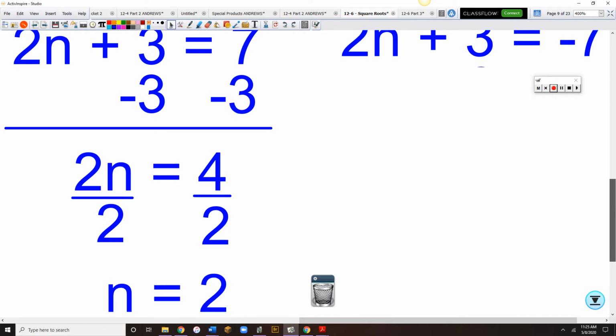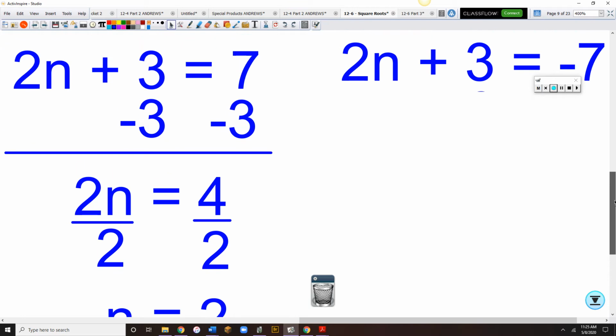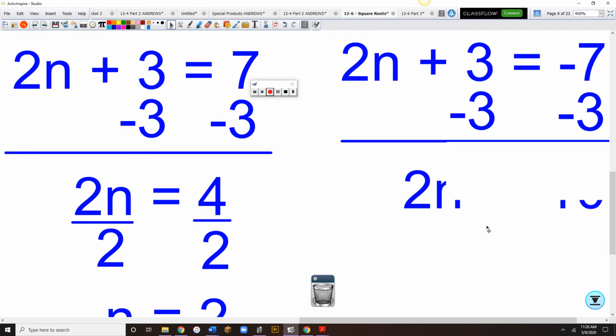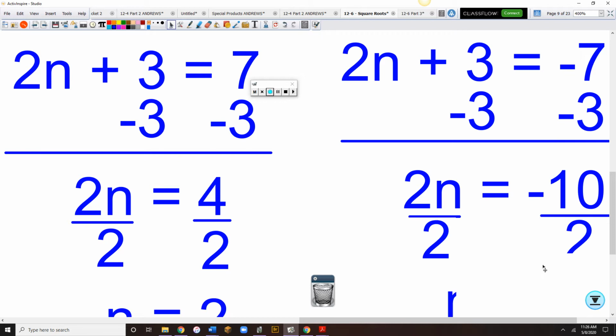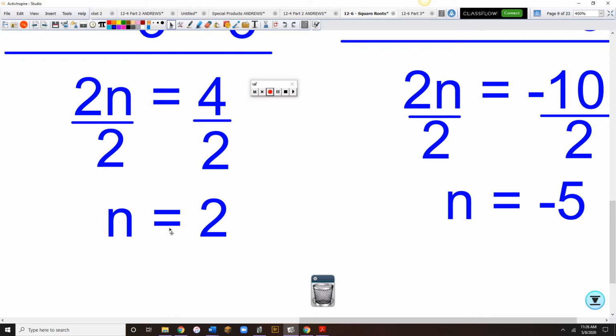Divide both sides by 2, and n equals 2. So that's one of my solutions, n equals 2. Solving with the negative 7, subtract 3 on each side. 2n equals negative 10. Divide both sides by 2, and n equals negative 5. So this equation has 2 solutions.